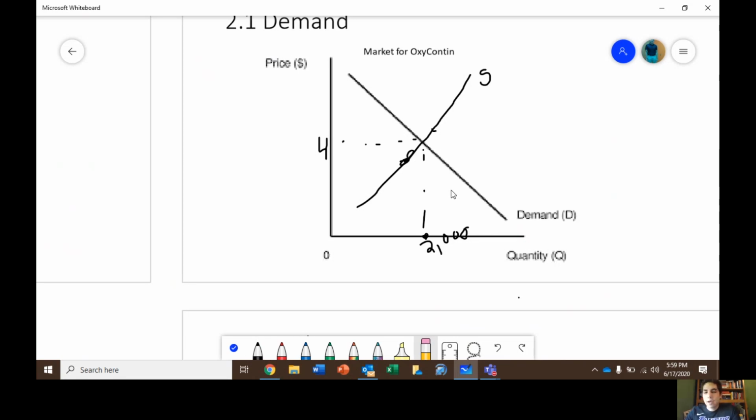A shift in supply, however, is represented by either a rightward shift in the supply curve or a leftward shift in the supply curve. Pretty simple, right? And what are some things that could change supply? Well, in the market for OxyContin, you can imagine there are several things that could change supply. And then we'll go ahead and look at a heroin market to see what else could change supply.